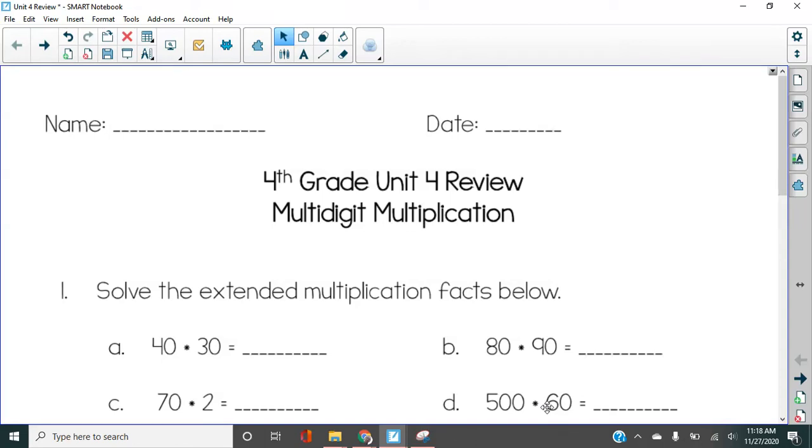Hello, fourth graders. Welcome to our Unit 4 review. We have learned a lot in this unit, especially a lot about multiplication. And so today we're going to be going over these items because our unit test is coming up soon.